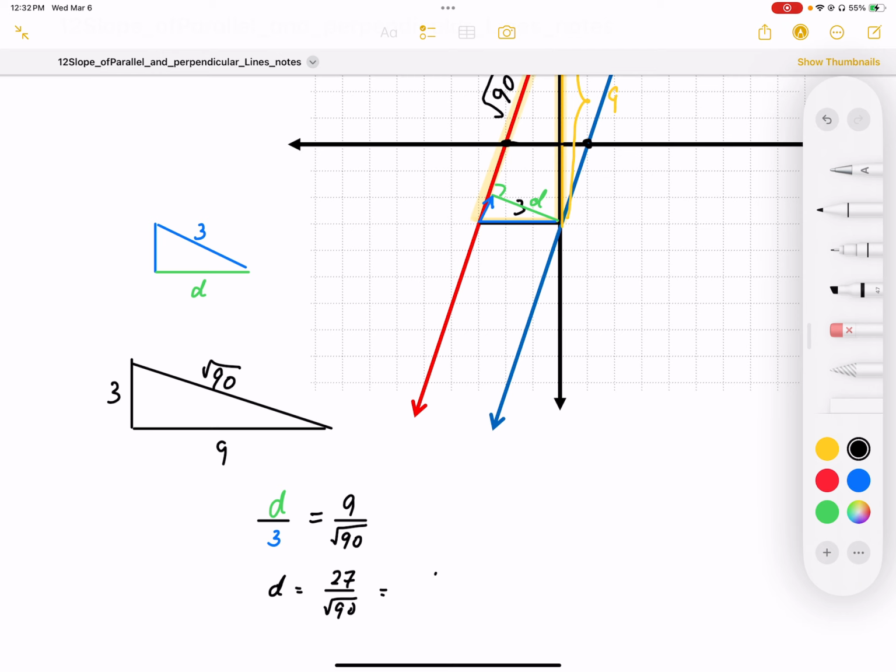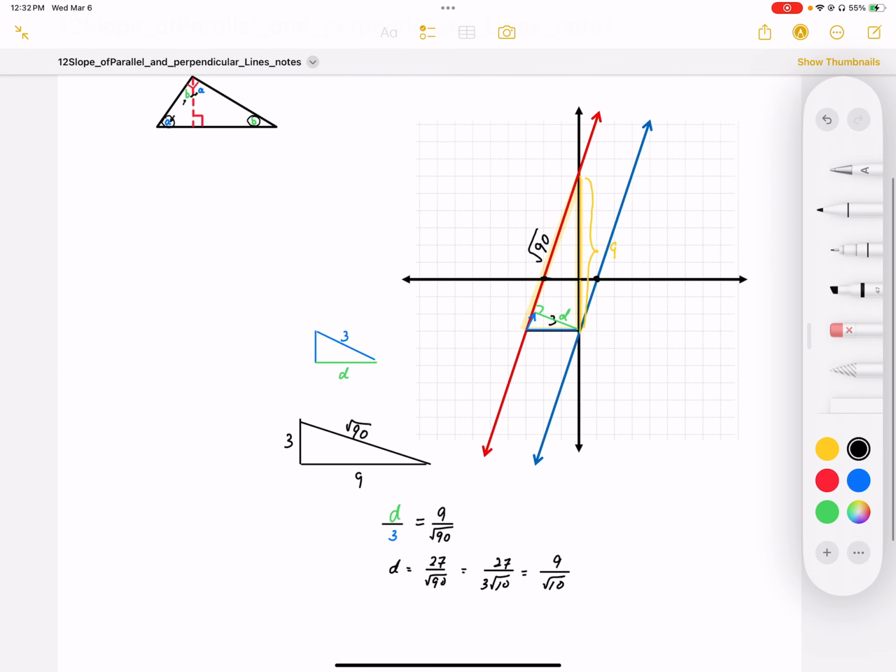That will simplify, when I factor out the 3 in the denominator, to 3 root 10 over 27. And so we end up with 9 over square root 10 as our length. So we can figure out that length based on the similar triangle property, by drawing that perpendicular line which we want as our distance and generating the similar triangles in that diagram.